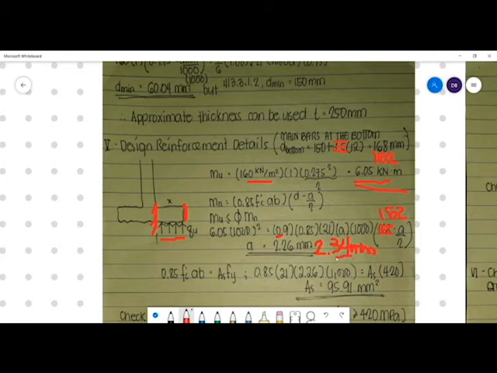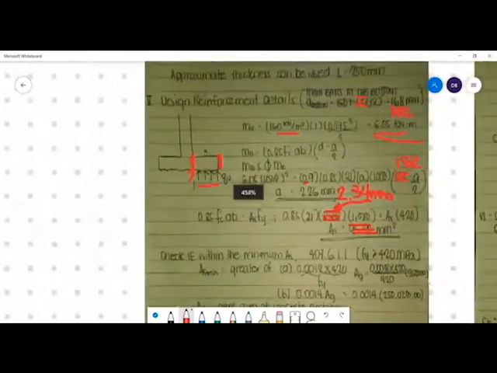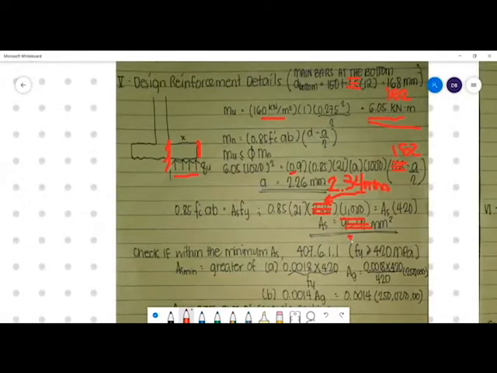We put the same value here. Okay, so therefore that is equal to 0.85 times 21 times 2.34 times 1,000, which is equal to As times 420, which is equal to 99.45.